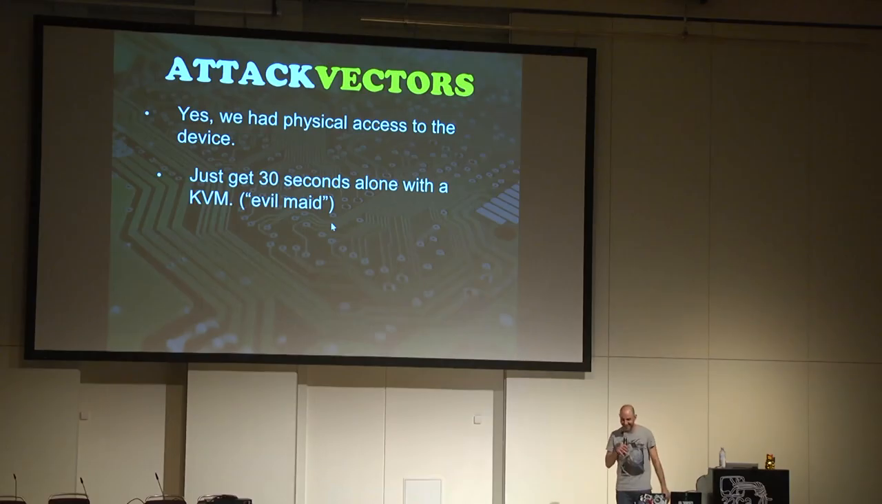So I'm running out of time, so let's do it quickly. So what are the attack vectors? Some of you might be asking yourselves, hey, you need to have physical access to the KVM. And that's right, I needed to have physical access to the KVM. Still, with physical access, we have a few attack vectors that are really reliable. One of them would be, just give me 30 seconds alone with your KVM, and that's it.